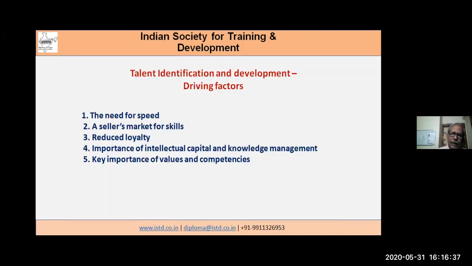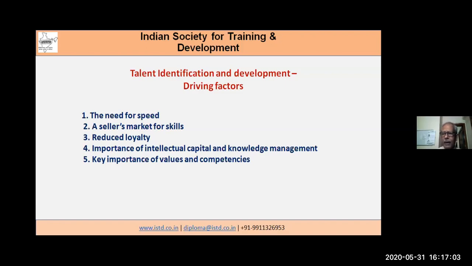Now, in talent identification and development, what are the driving factors? What are the driving factors here means that what are the factors that will make us ensure that the things are going on well and going in the right direction, and when we'll feel that there is a requirement of making talent identification and development. So that is number one, the need for speed.